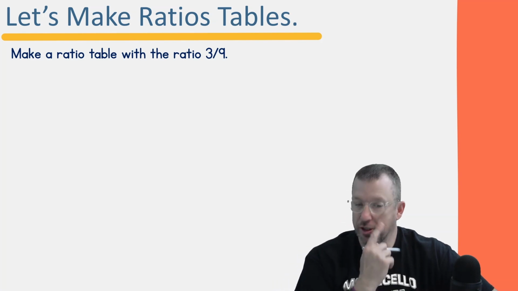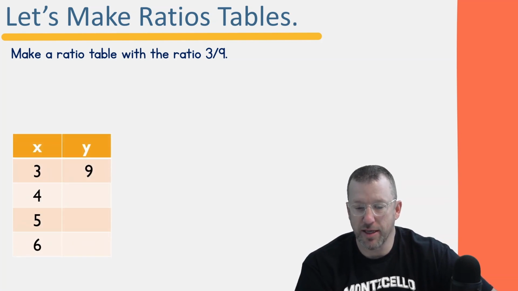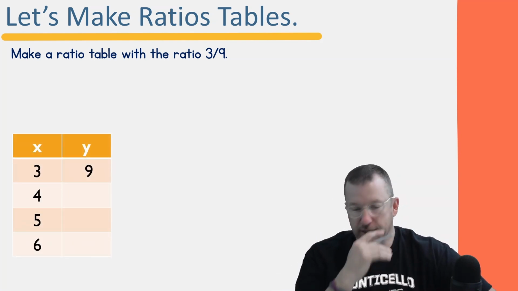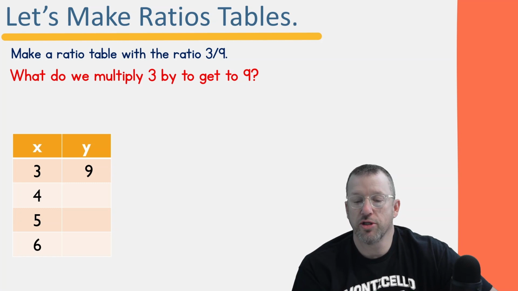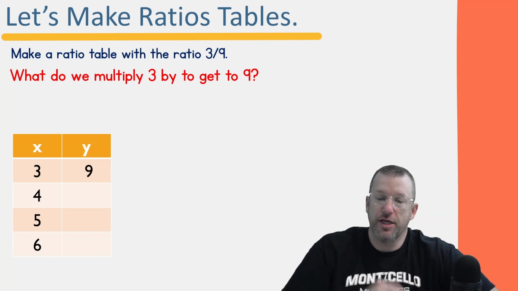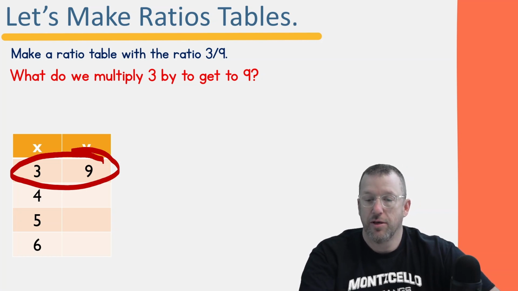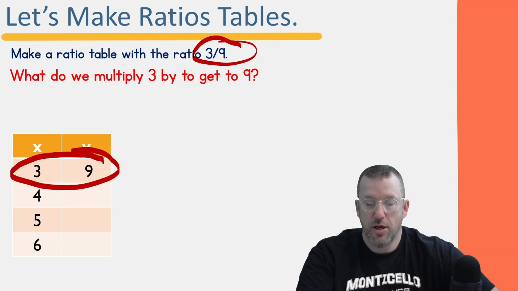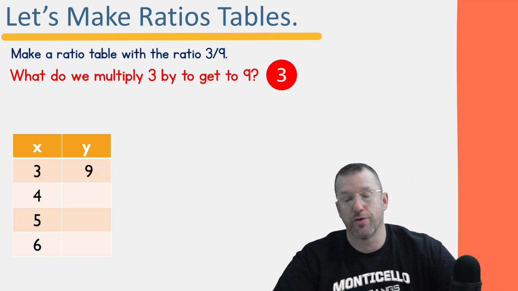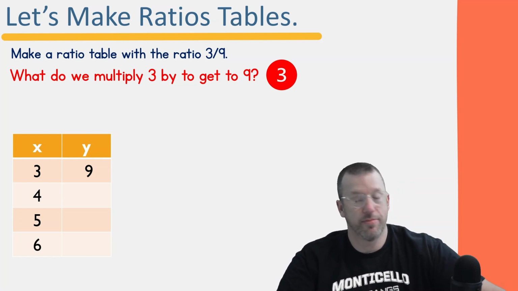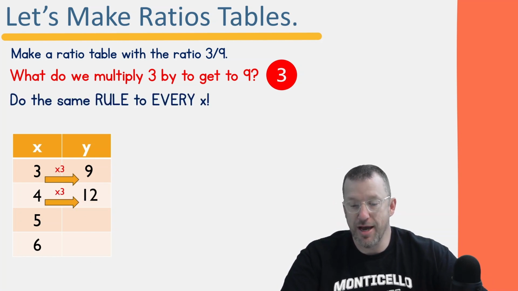All right, so let's make a ratio table. If we have a ratio of 3 to 9, we can set this table up like this. Remember, we can go up and down or side to side. In this case, we're going up and down with our ratio table. Then we ask, what do we multiply 3 by to get to 9? This was the initial ratio they gave us, 3 to 9. We multiplied by 3. And that tells us we need to multiply everything else by what? By 3. That's right. So this is how you make your table.